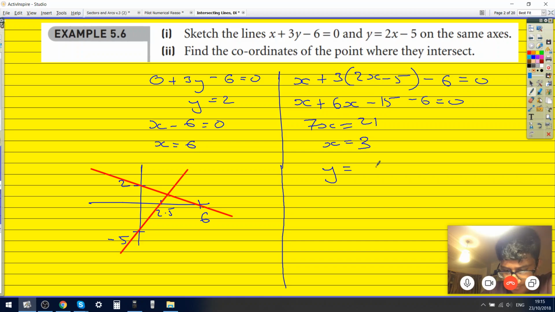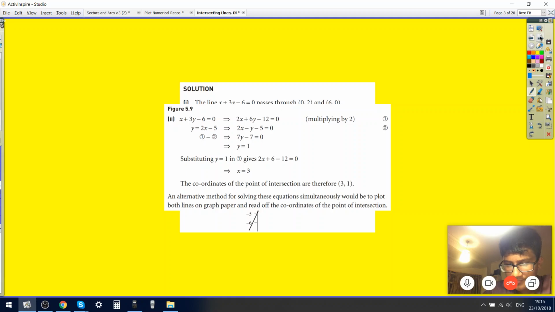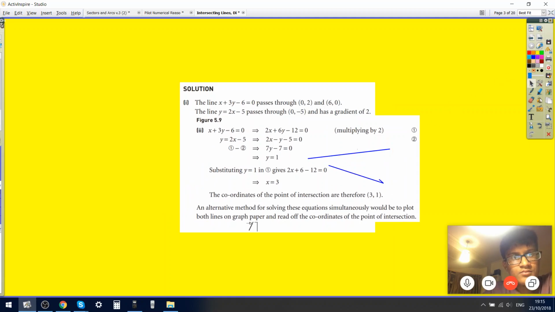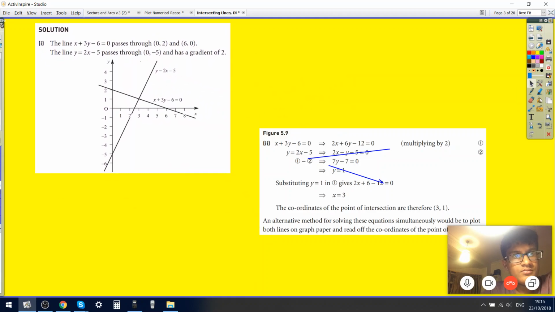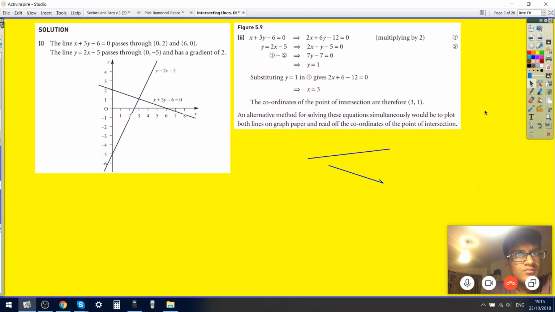Y is 1. Yeah. And so there, they're both positive, and so that looks like it's correct. And if we check here, x is 3, y is 1. Oh. So I think in the rearranging of the previous one, something went wrong somewhere. So yeah, x is 3 and y is 1. Okay. Any questions there?